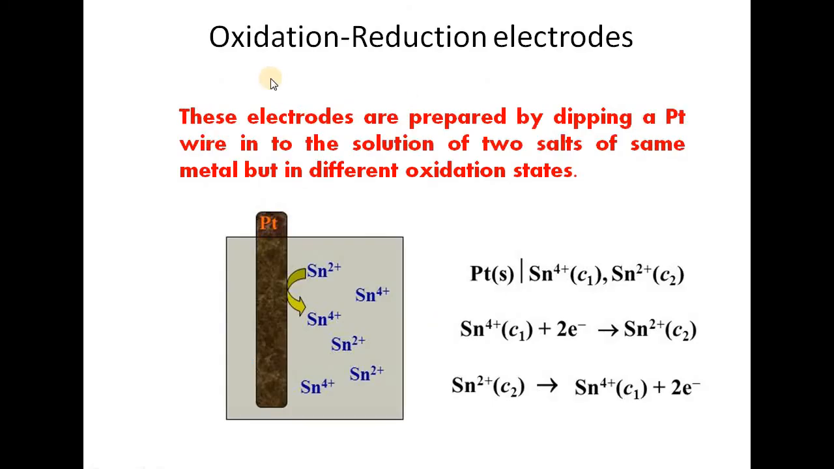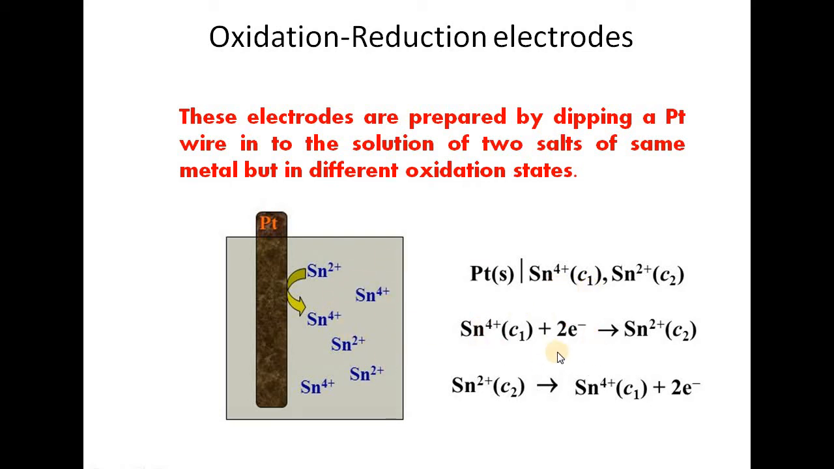Next one is the oxidation-reduction electrode. These electrodes are prepared by dipping a platinum wire into the solution of 2 salts of the same metal but in different oxidation states. Due to the different oxidation states, one ion will have a tendency to convert to the other ion of a different oxidation state. For example, it can act as cathode as well as anode.